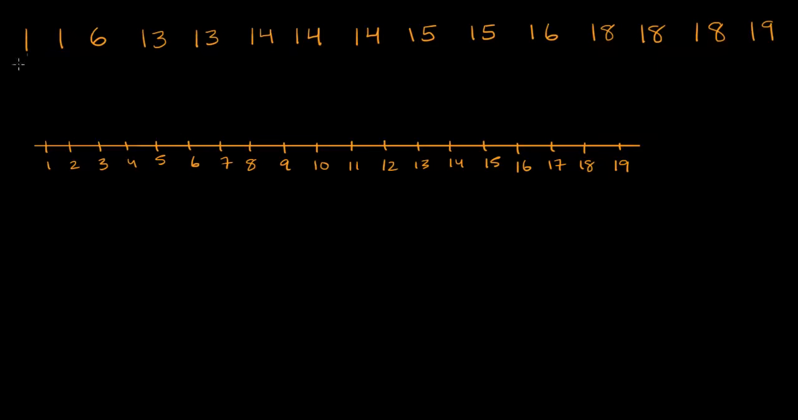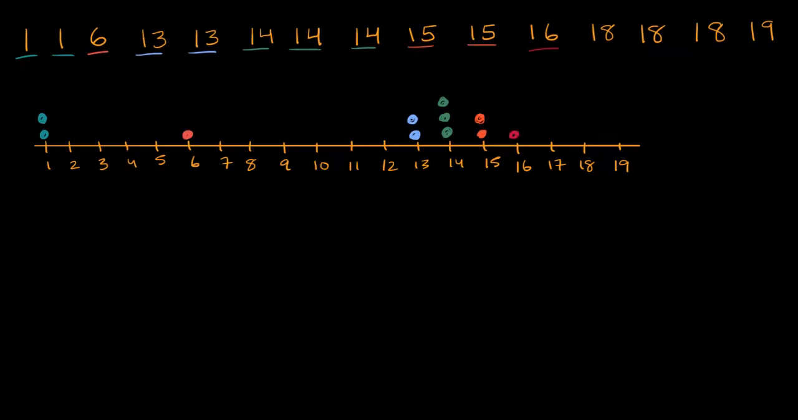And let's see, we have two ones. So I could say that's 1, 1, and then two ones. We have 1, 6, so let's put that 6 there. We have two 13s, so we're going to go up here, 13 and two 13s. Let's see, we have 3 14s, so 14, 14, and 14. We have a couple of 15s, 15, 15. We have 1 16, so that's our 16 there.